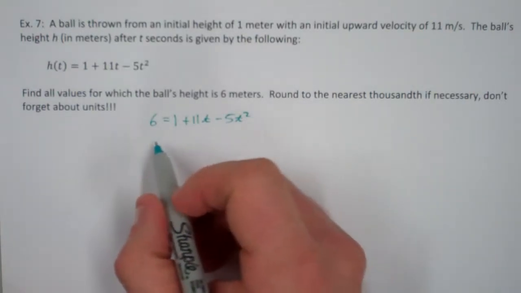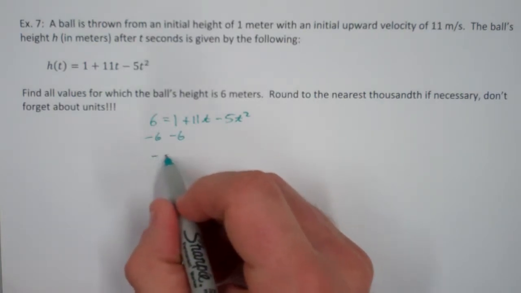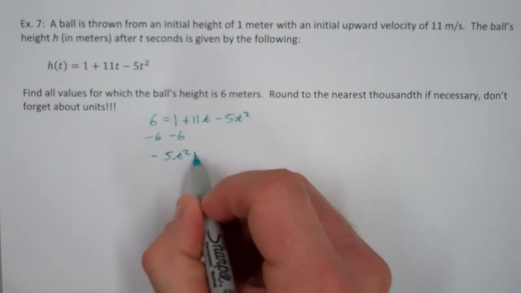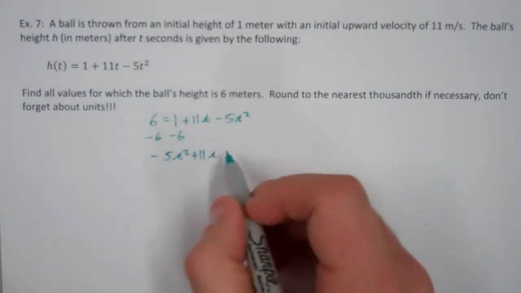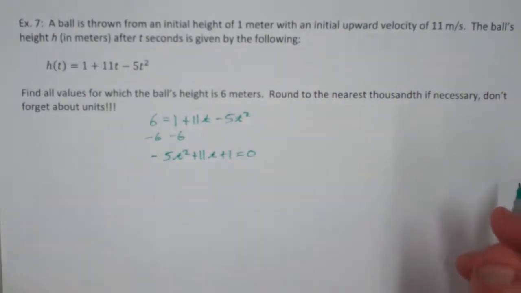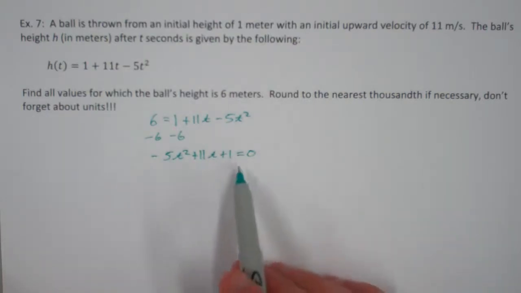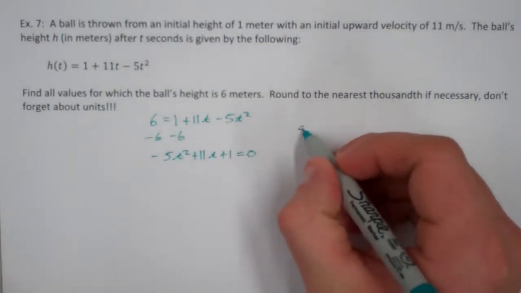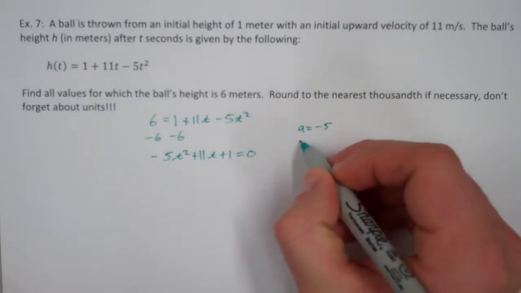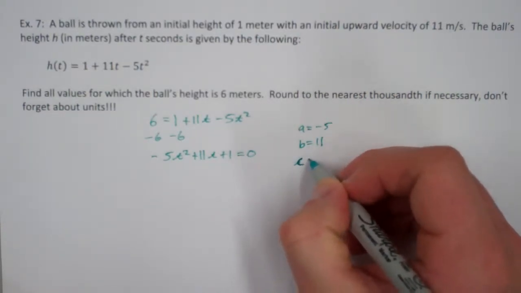And what we need to do now is subtract 6. We want 0 on one side. So we've got negative 5t squared plus 11t. I'm just switching everything around here for you. I like to work with the variables on the left. Just my thing, you don't have to if you don't want. And I also like to order the terms with the highest exponent first, next lowest, and so on. So I know my a is negative 5 here, my b is 11, and my c is 1.